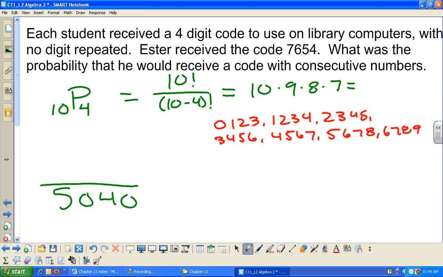Now, 0, 1, 2, 3 will be different than 3, 2, 1, 0. So I'm going to multiply, there's 7 different outcomes here, times 2. Because I can either write these numbers from smallest to greatest or greatest to smallest, and they're still going to be consecutive. That means I have 14 different options, which is the same thing as 1 over 360.